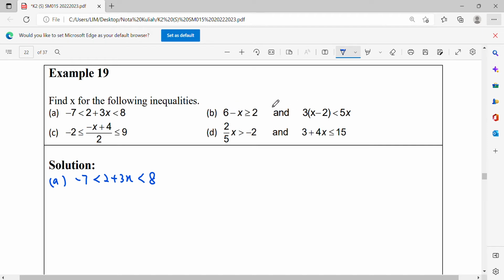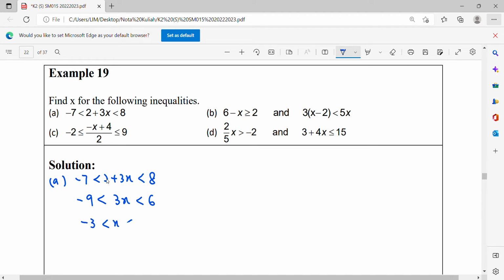This is already separate. So we see the simple one where your x is already in the middle, alone. When you want to move out your 2, you're going to minus. So it becomes negative 9, so minus 2 here will become 6. Then you move out your 3. You want to find your x, right? So you want to simplify your 3. You're going to divide by 3. Divide by a positive number, nothing happens to its sign. So divide by 3, just getting negative 3.